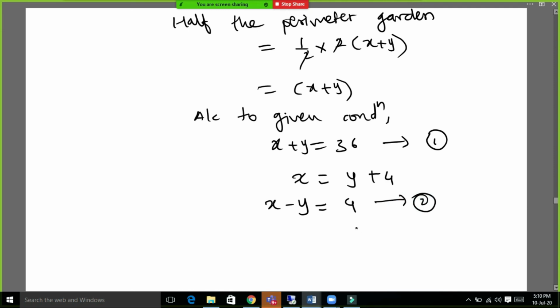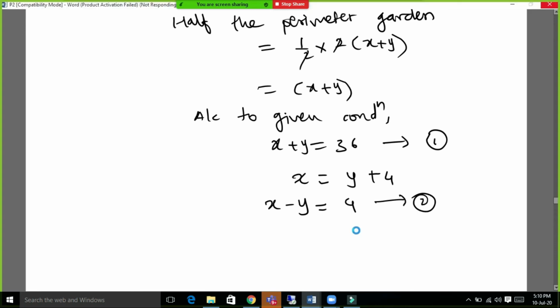Now we have to find the dimensions of the garden. Dimensions mean length and breadth. So we have to solve this problem by the graphical method only. For this we consider equations 1 and 2, convert in terms of y, find the values of x and y, plot the graph, and the intersection point represents our dimensions.